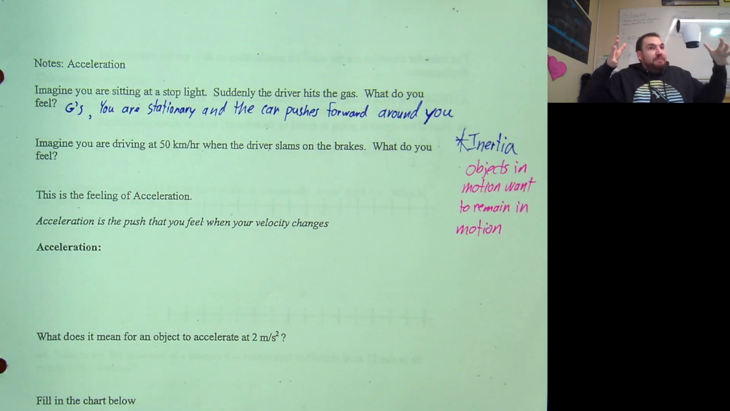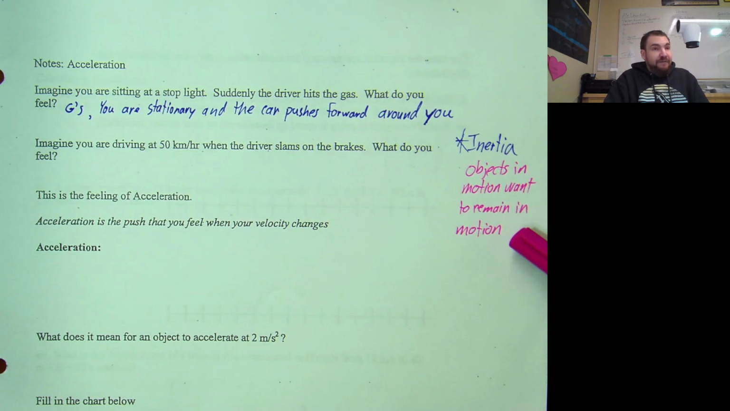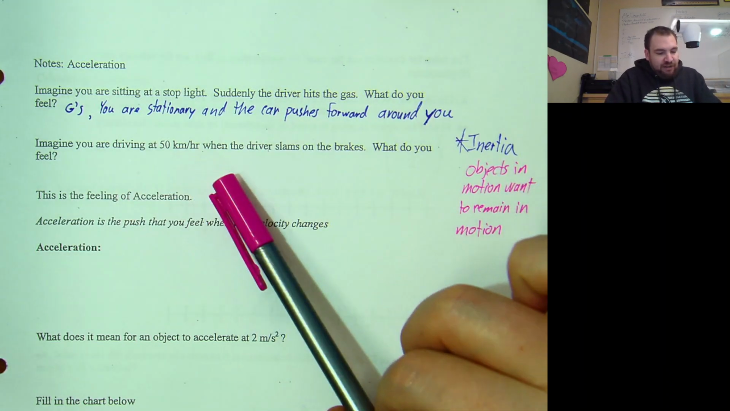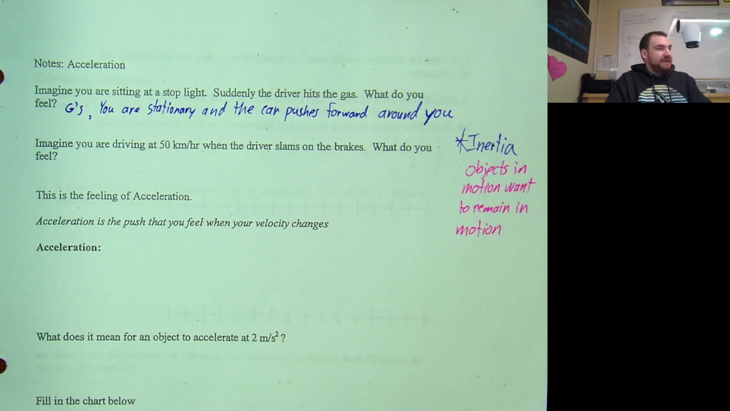It feels like you're completely contained by the seat, by the seat belt, by the steering wheel, because to be able to stay with the car, it needs to drag you around. The car is going to do what you tell it to do, but your body wants to remain in the motion that you have. And if you don't have anything stopping you or guiding you around, you're going to keep going. So if you're driving at 50 kilometers per hour and the driver slams on the brakes, often what I'll have students describe is this idea of being flung forward.